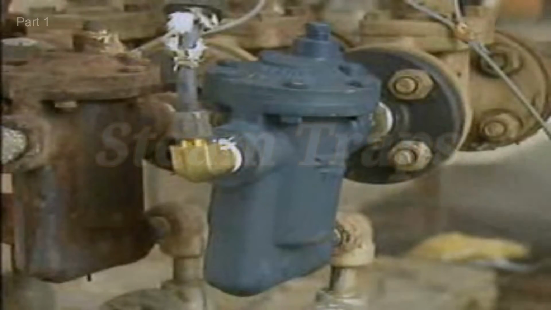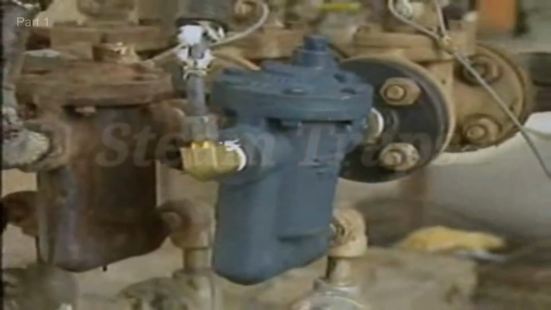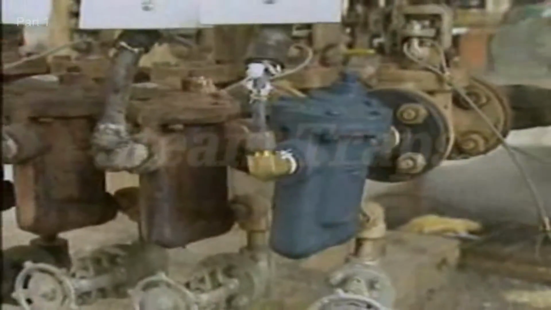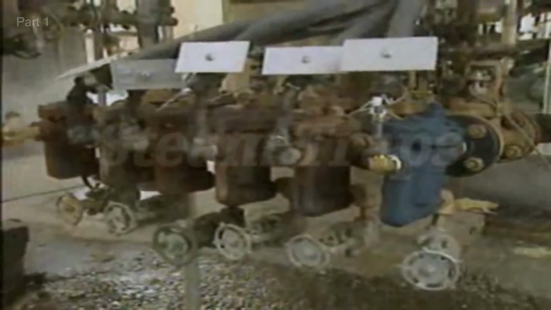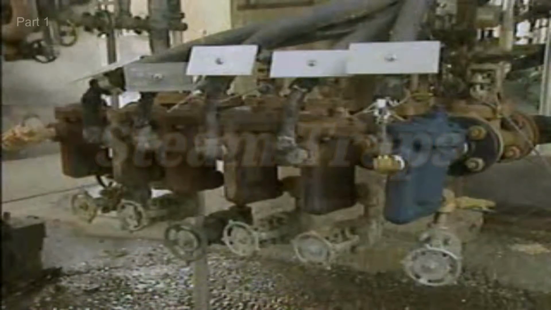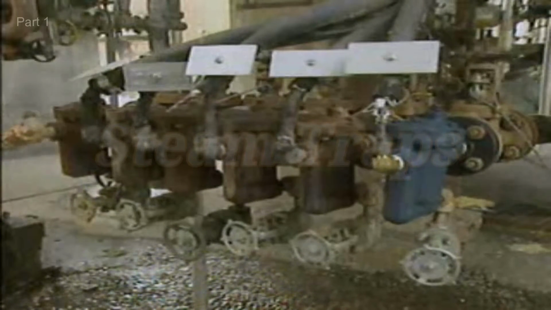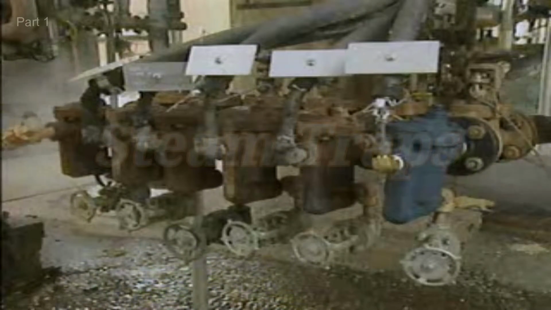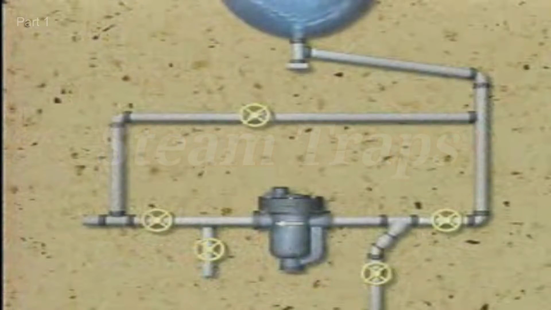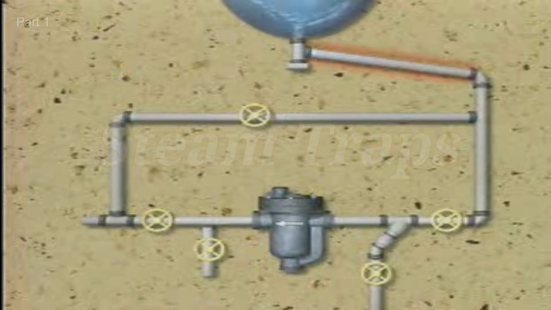A steam trap is usually an integral part of a steam trap station, which includes one or more steam traps, as well as associated valves, piping, and related components. In turn, multiple steam trap stations may be used to remove condensate from a facility's steam system. We'll use this illustration to provide an overview of the components that are included in a typical steam trap station.